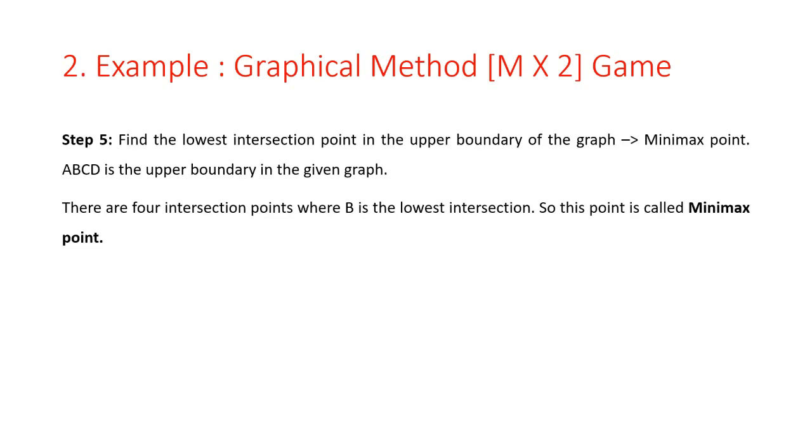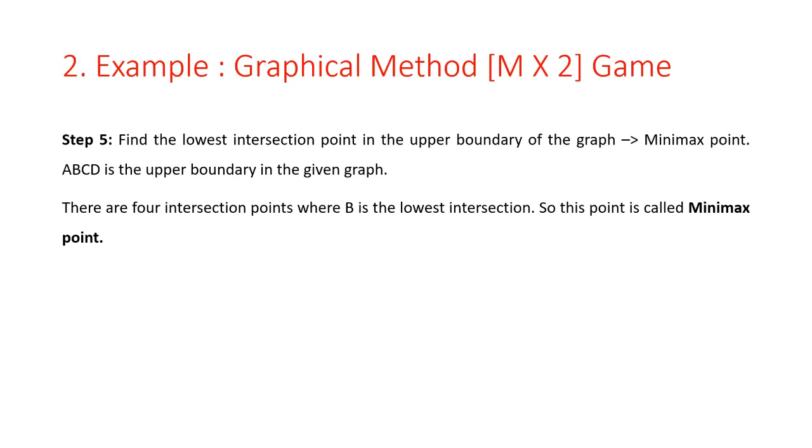The next step is to find the lowest intersection point on the upper boundary of the graph. That is, for this m by 2 problem we have to find the minimax point. In the previous game problem, that is the 2 by n problem, we had to find the maximin point. But here, for the m by 2 problem, we require the minimax point. So find the lowest intersection point on the upper bound of the graph, and we get the minimax point.